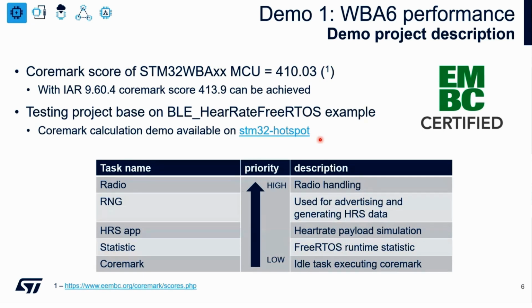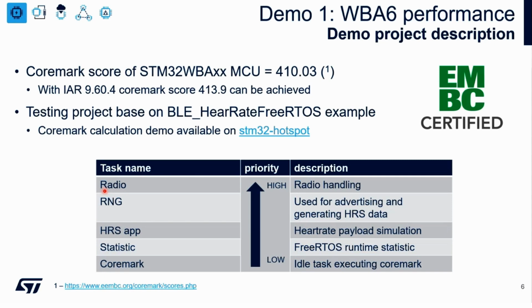Additionally to that, I took the repository BLE heart rate example and merged it with the hotspot example for CoreMark calculation. And thanks to the FreeRTOS capabilities, I am able to monitor the time which I spent in various tasks and also get the GPIO signalization on switching of the task, so I can see what is running at the given time and what is the overall consumption. So right now in the project which I will show you, the highest priority among the system is for the radio to achieve the best radio performance.